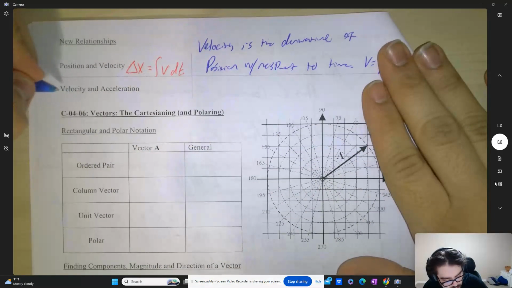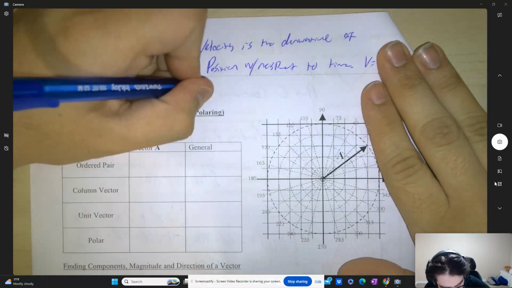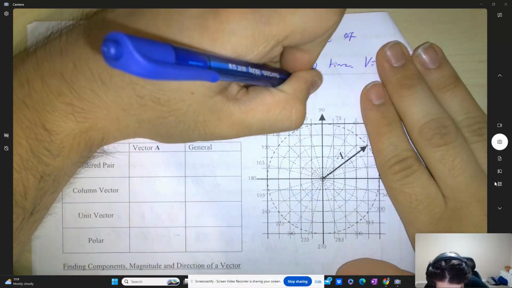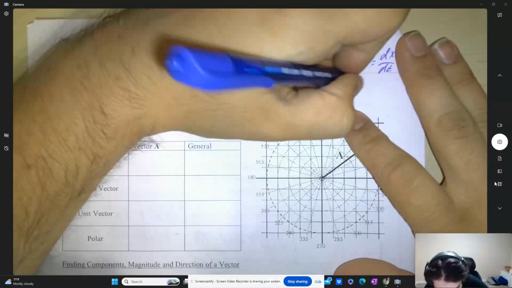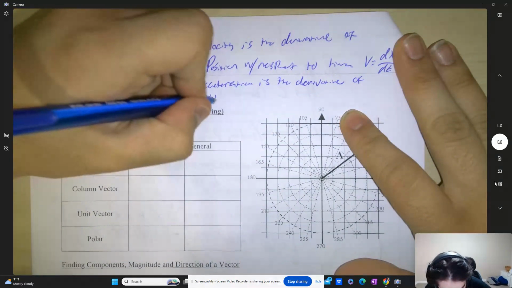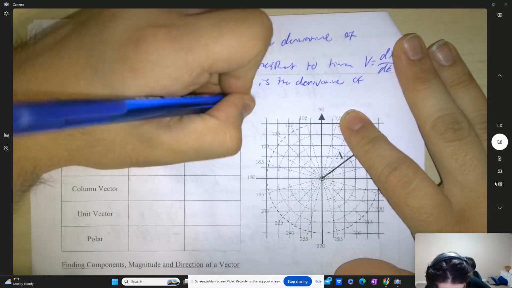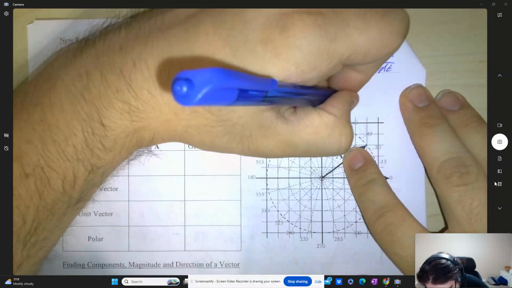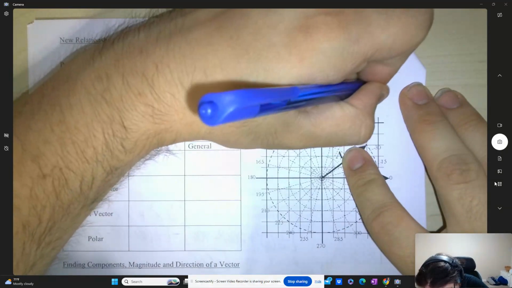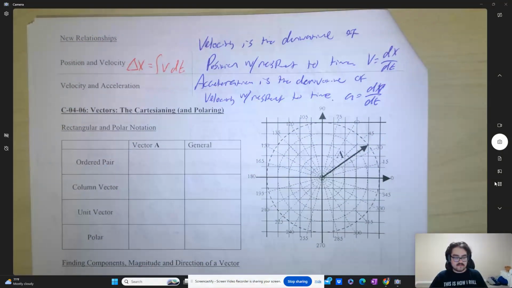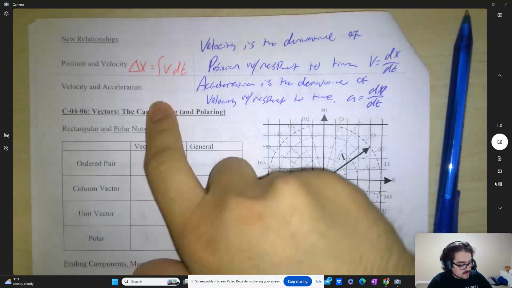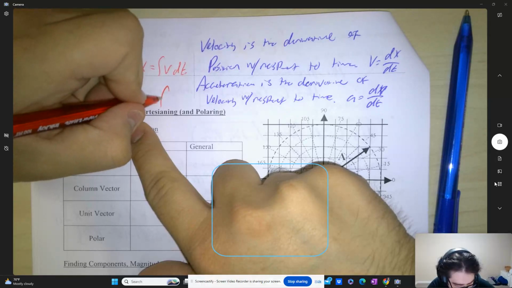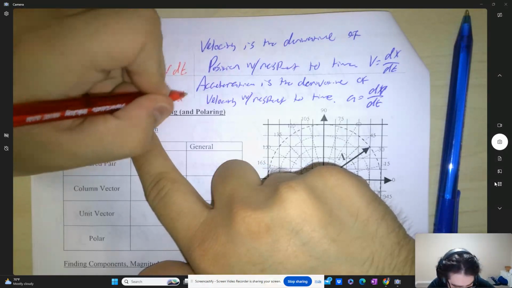And then another relationship here between velocity and acceleration is that acceleration is the derivative of velocity with respect to time. And that's a equals dv over dt. And then another relationship here would be that the change in velocity should be the integral of a times dt.